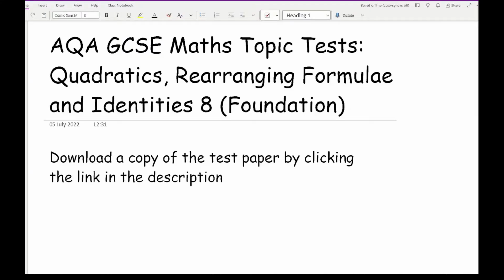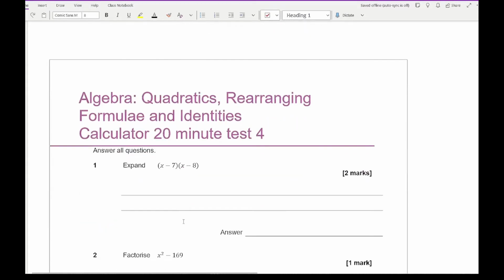Now it's worth mentioning that these questions that we're about to cover are designed to be on a calculator paper. However, in most cases a calculator is not going to be needed, so it could easily appear on a non-calculator paper. So let's get started on question 1.